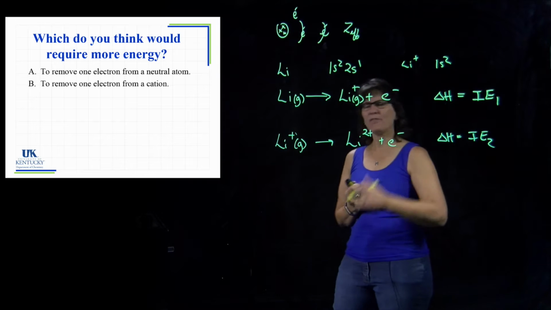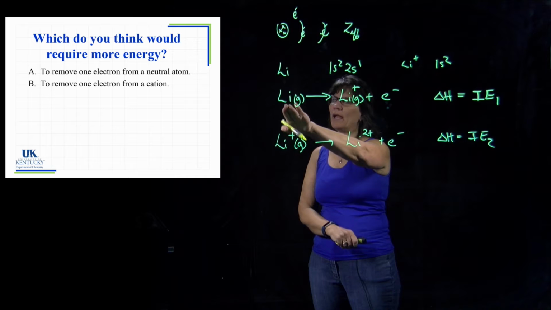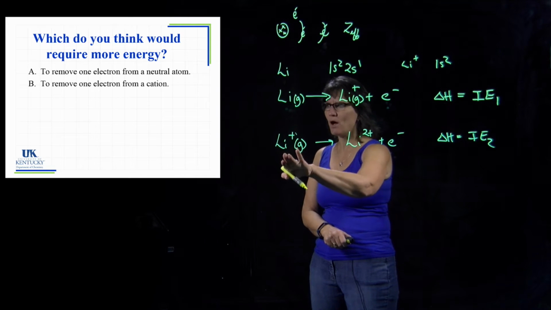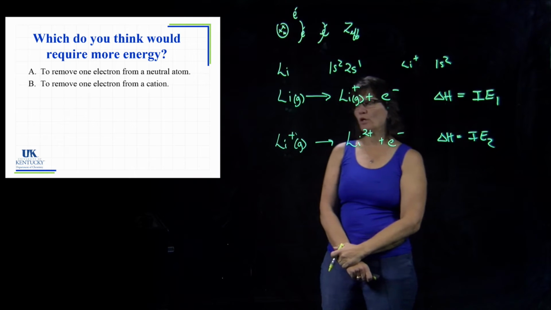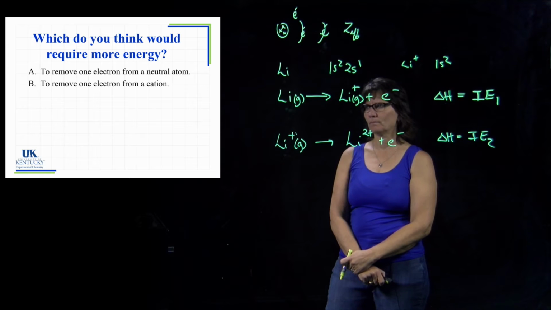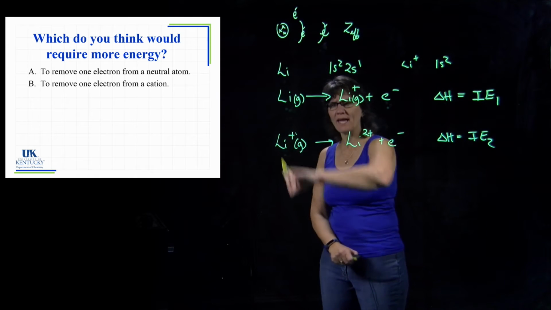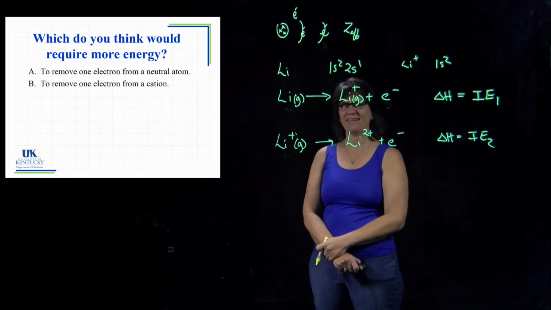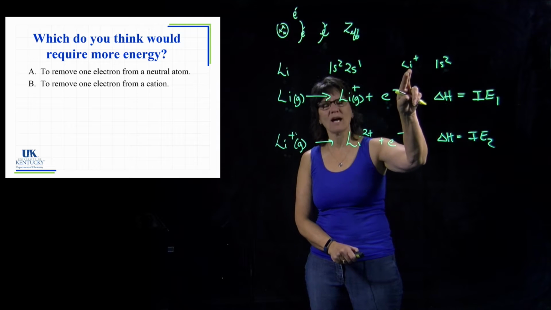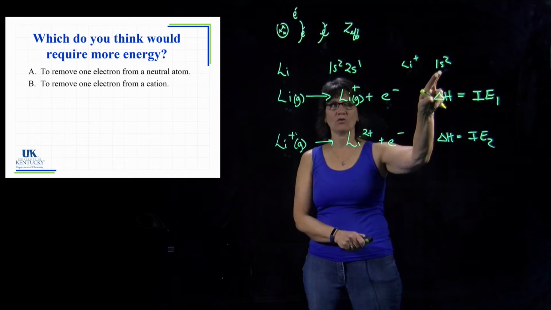So if we think about these two reactions, here removing an electron from a gaseous atom, and here removing an electron from something that has a positive charge, which one do you think would require more energy? Well, hopefully you said it would be the one to remove from a cation, because what do you know about opposites? They attract. Once we remove this electron, the remaining electrons are held more tightly to the nucleus, and it's going to be harder to remove the next electron from it.